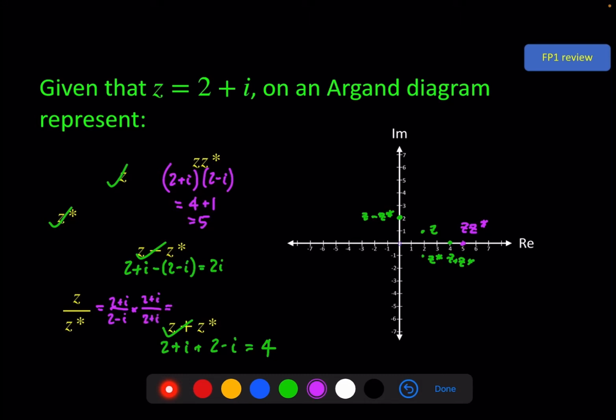And we already know that the multiplication on the bottom gives us a 5. On the top we have 4 plus 4i minus 1, which gives us 3 over 5 plus 4 over 5 i, which is quite hard to get accurately on my diagram, but it's about here. A little bit crowded, but there you go.